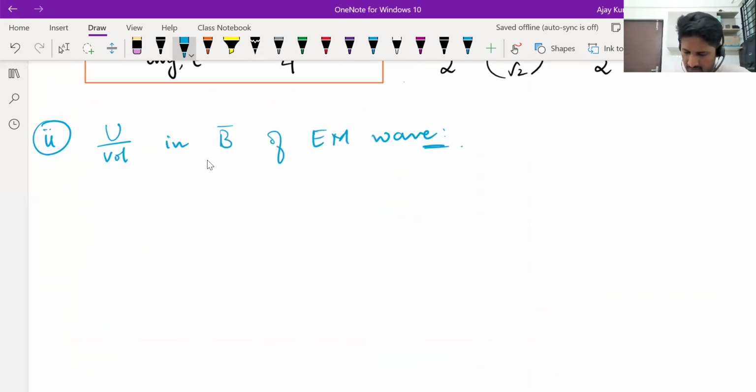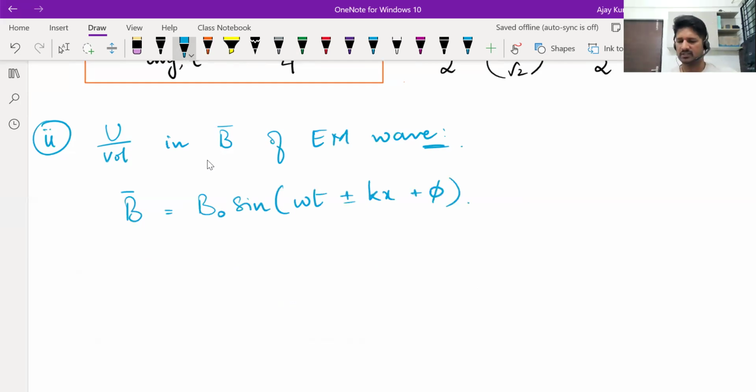The magnetic field in an electromagnetic wave is represented like this: B naught sine, again, omega t plus or minus kx plus phi. B naught being the peak value or the amplitude of magnetic field. The rest is a variable term. Now, if magnetic field keeps changing from point to point, time to time, then the energy density in the magnetic field also will be varying from time to time and from point to point. So here also we'll be interested in the average value of the energy density.